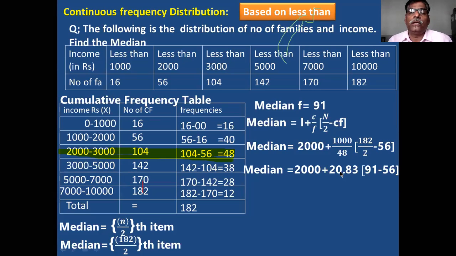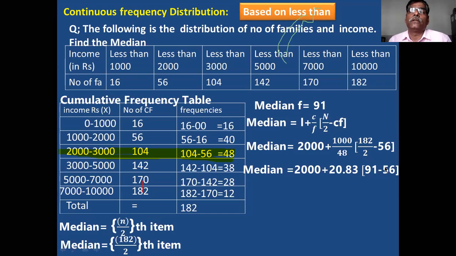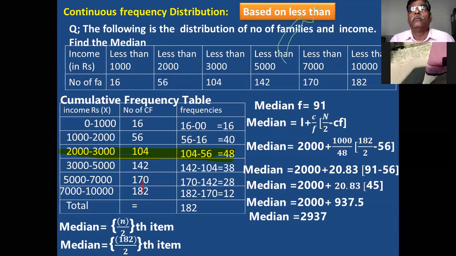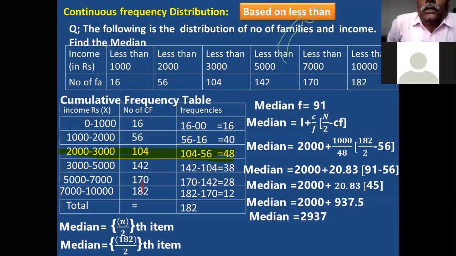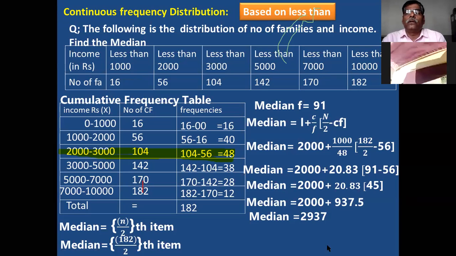So 1000 divided by 48 is equal to 20.83. 182 divided by 2 is equal to 91 minus 56. Okay. Next, median is equal to 2000 plus 20.83, same. 91 minus 56 is 45. Median is equal to 2000 plus 20.83 into 45 is equal to 937.5. So median is equal to 2937 nearly, or 2938. Okay. Suppose my calculations are wrong, you rectify and inform me if there is a calculation mistake. Okay. This is the method of calculating median for less than frequency. Less than frequency. Clear?